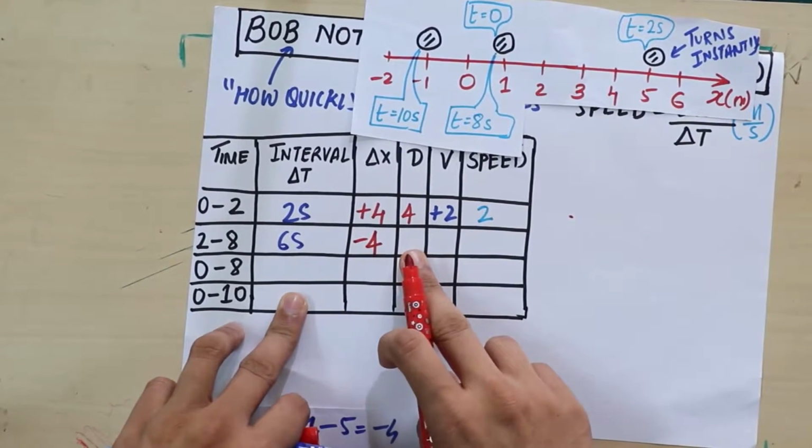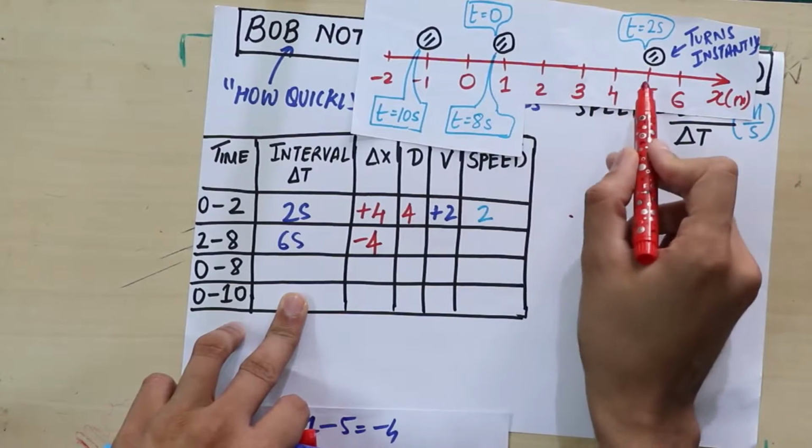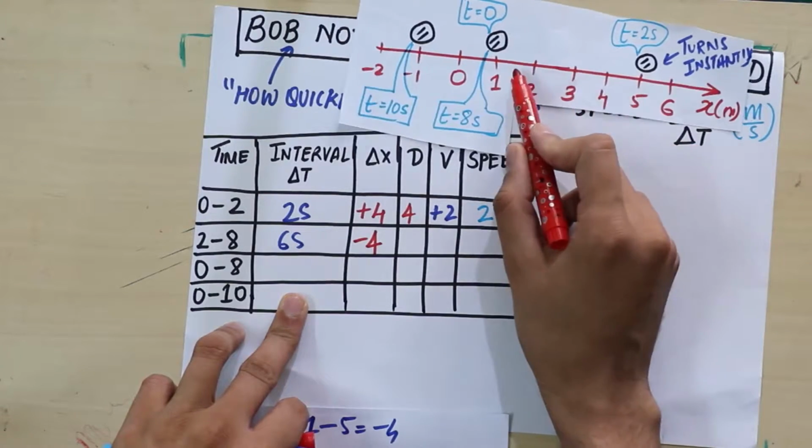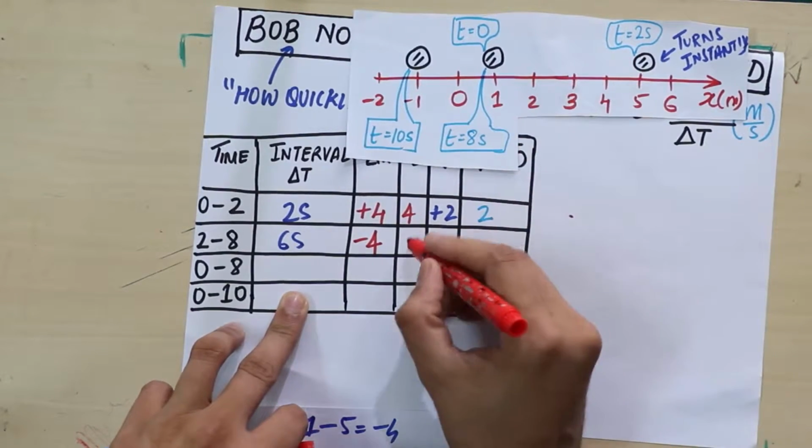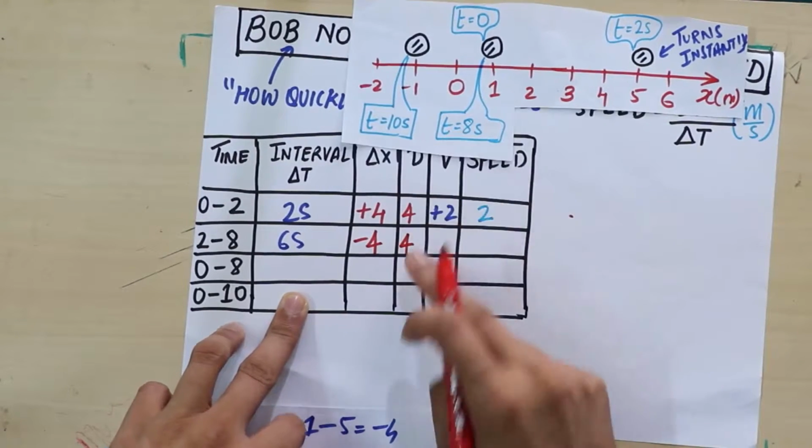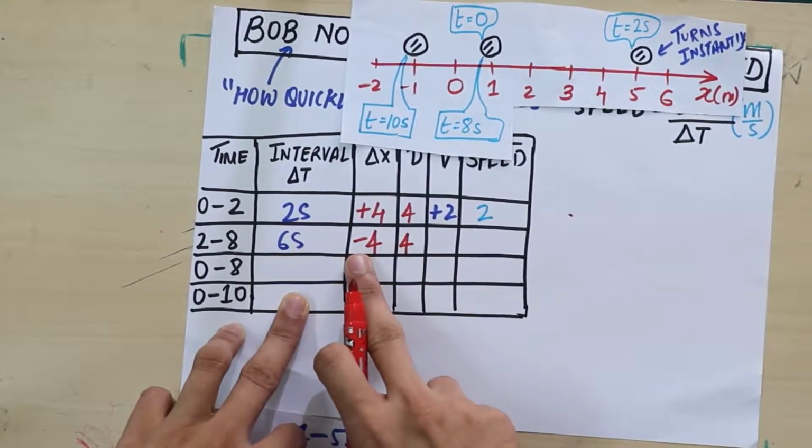Okay, what is the distance traveled? Again, you calculate the number of steps he takes. He takes 1, 2, 3, 4, 4 steps, as in 4 meters. So the answer pretty much remains the same for distance. But again, I don't care about the sign.